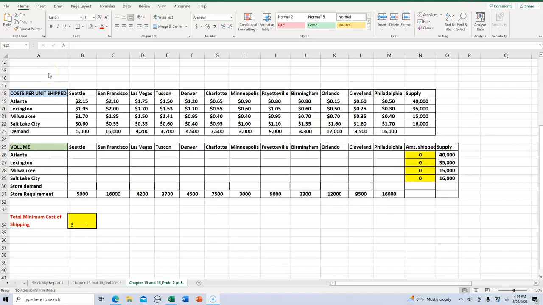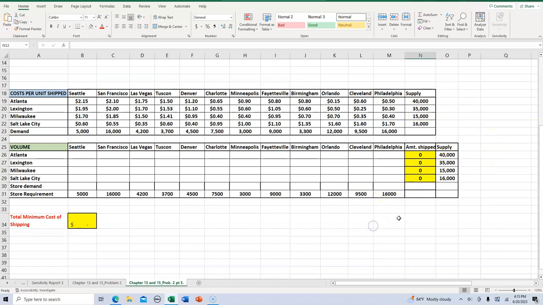What's going on here is we're shipping some product from some, I guess we would call these hubs, Atlanta, Lexington, Milwaukee, Salt Lake, to a number of different cities, 10 or 11 different cities. What we're told up front is the demand that must be shipped to each of the cities down here. Those demand values are here. And then there is a limitation from the supply hubs. For example, Atlanta can only send 40,000 widgets, Lexington 3,500, and so on and so forth.